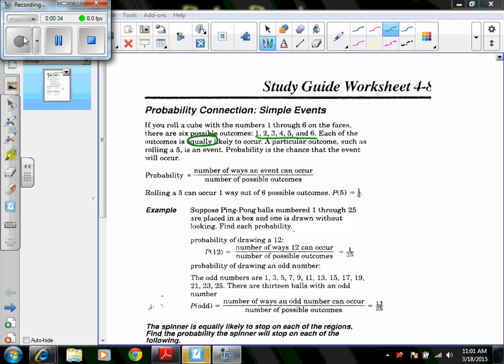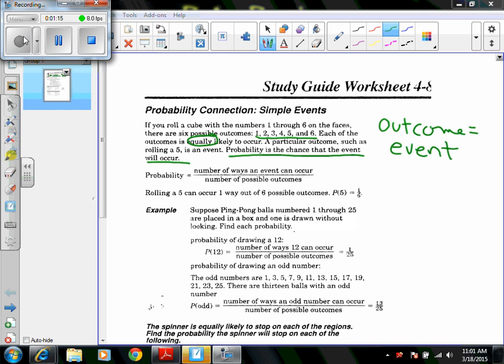A particular outcome, such as rolling a 5, is what we call an event. So an outcome is the same thing as an event. Okay, probability is the chance that that event will occur. And we talked in class about when we were hoping that it would snow the first time. We watched the weather, and the weatherman would give us, it's a 90% chance that it is going to snow tomorrow. Well, the probability of it snowing was 90%.